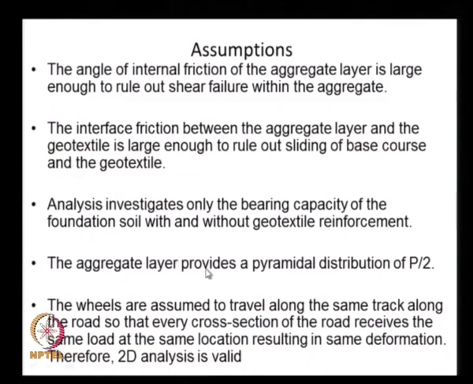The aggregate layer provides a pyramidical distribution of the load P by 2, that is, the axle load of P is divided between the left side and the right side of the wheels. So we have a P by 2 of the load, and the wheels are assumed to travel along the same track along the road, so that at every cross section of the road we have similar load distribution and similar rutting, and so we can simply use a two-dimensional analysis.